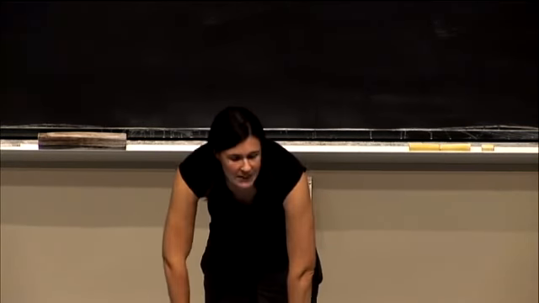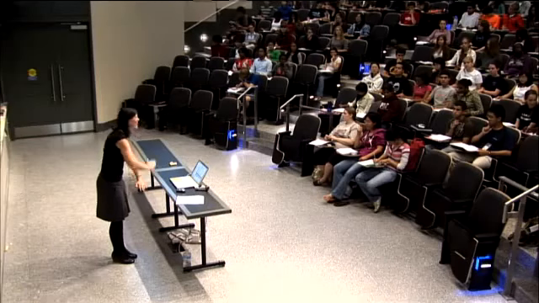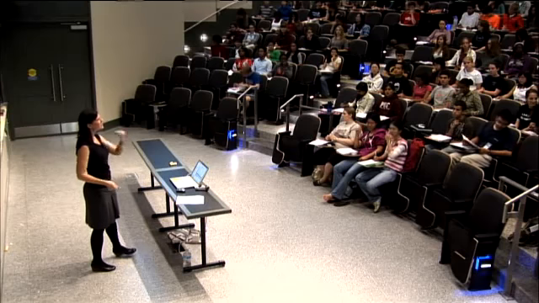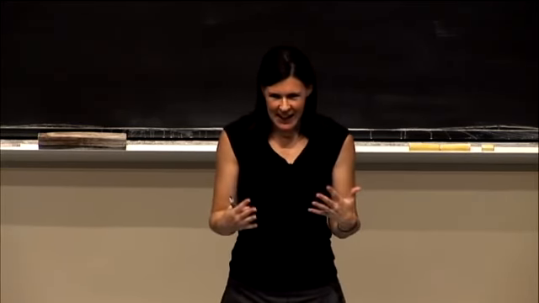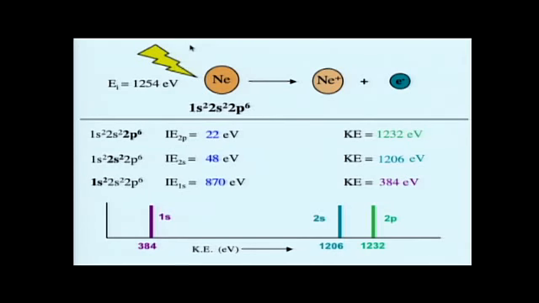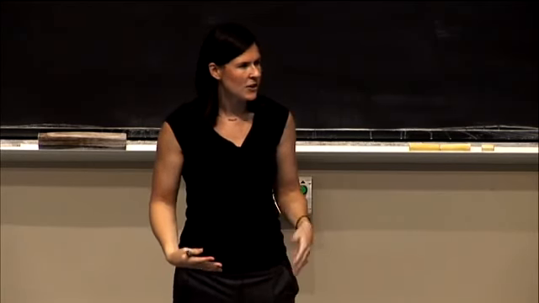Remember, because that 1s orbital is all the way down in terms of, if we're thinking about an energy diagram, we're all the way down here, so we have a huge amount of energy we have to put into the system in order to eject an electron. So what I want to point out when you're looking at these numbers is the huge difference between the ionization energies for what we call those valence electrons, those outer shell electrons, versus the ionization energy for the 1s orbital. Those are core electrons there.